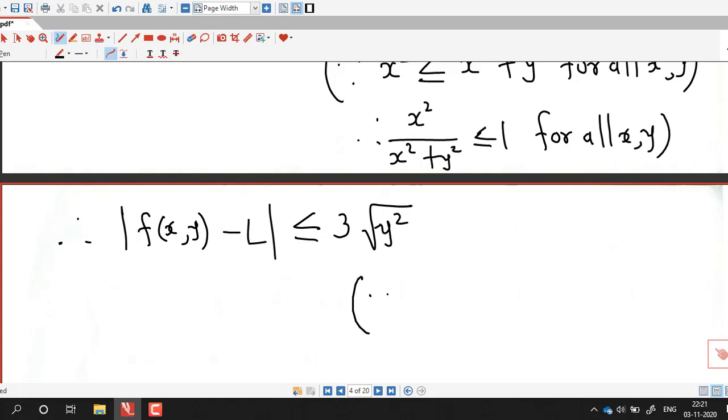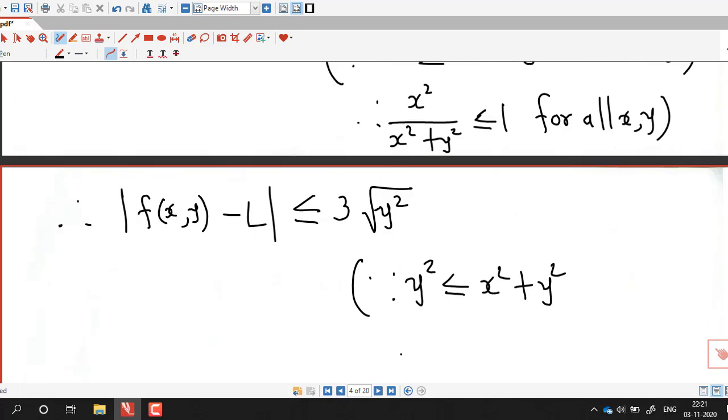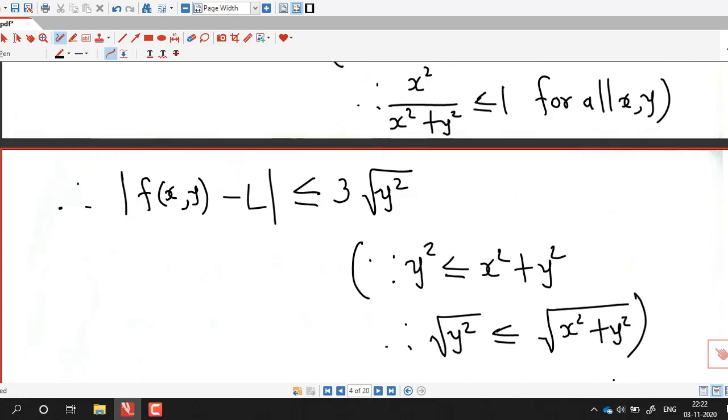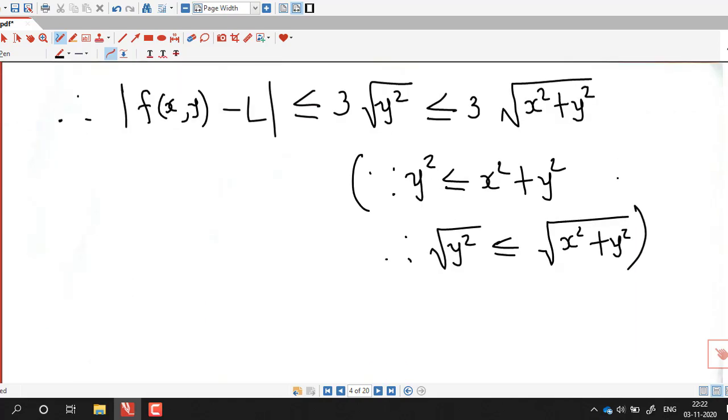Now again we use this fact, y square is always less than or equal to x square plus y square for all x, y. So that means square root of y square is less than or equal to square root of x square plus y square for any x, y. So this I can rewrite as less than or equal to 3 times square root of x square plus y square.